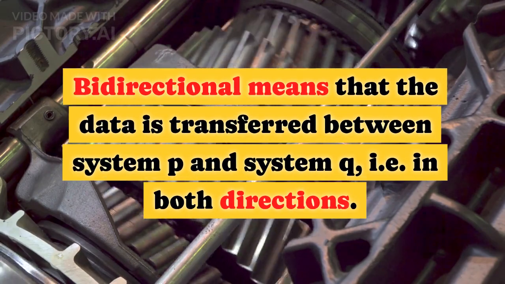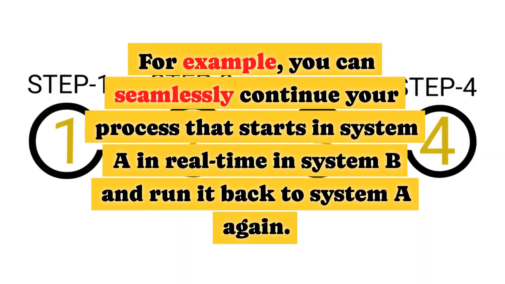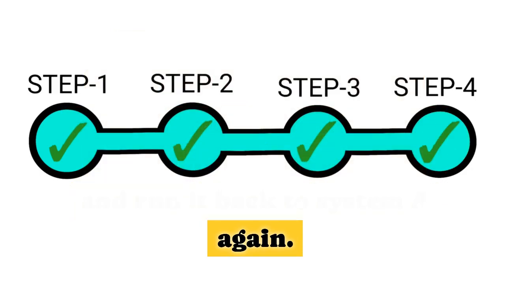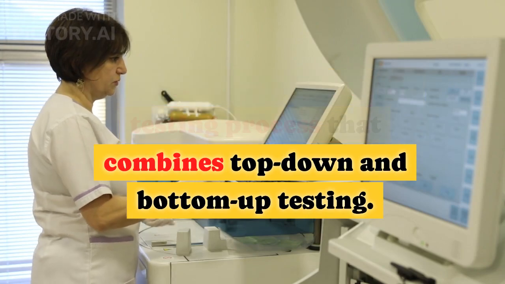Let's discuss bidirectional. Bidirectional means that the data is transferred between system P and system Q, i.e. in both directions. For example, you can seamlessly continue your process that starts in system A in real time in system B and run it back to system A again. It is a kind of integration testing process that combines top-down and bottom-up testing.